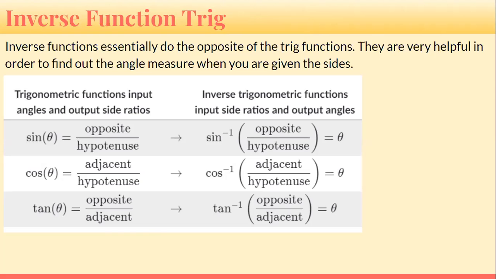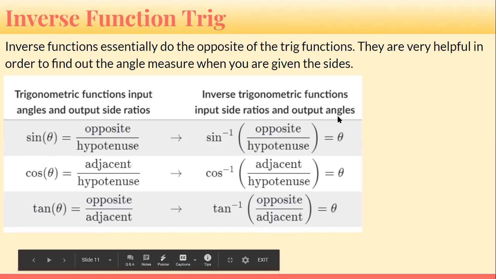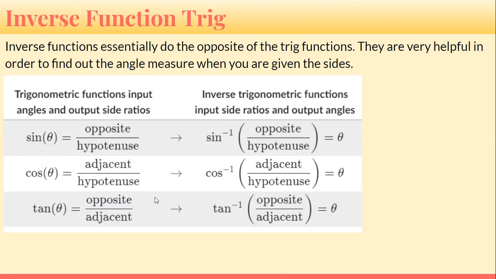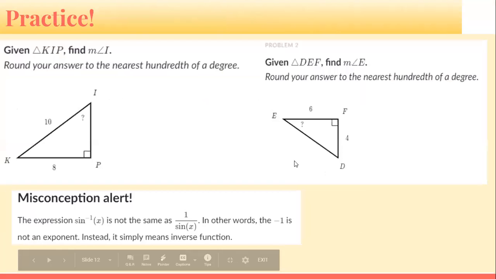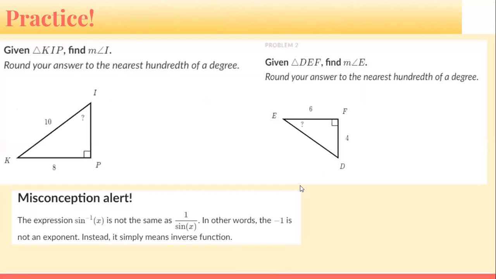In this case, you're going to use inverse trig functions. So that would be sine to the -1. Obviously, these are not exponents, so sine to the -1 is not the same thing as 1 over sine. Remember that. Each of these is basically the same thing, just when you need to calculate theta. So these are very helpful in order to find angle measures. All right, let's look at some practice problems.